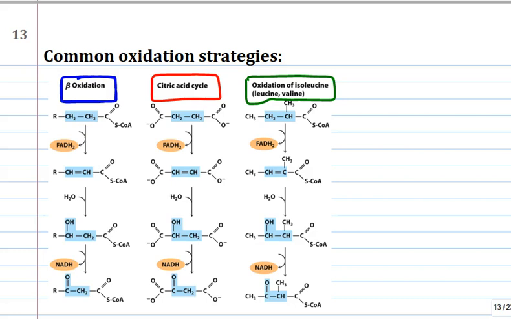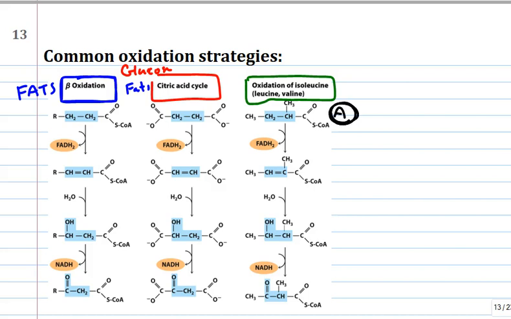So, ladies and gentlemen, if you want to break down fats, you have this oxidation strategy. In the citric acid cycle, where you break down glucose, and you also break down fats, you have this common oxidation strategy. And then you also have this similar oxidation strategy in place for some amino acids, the catabolism of some amino acids.